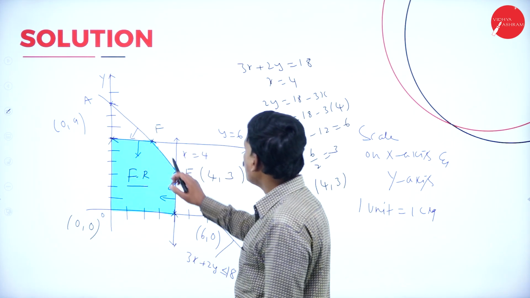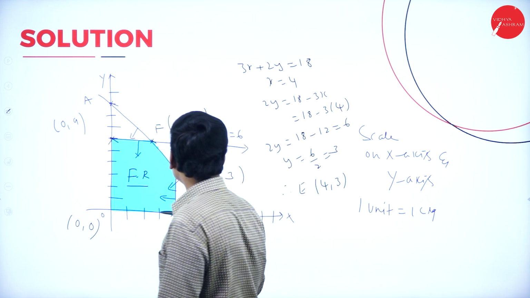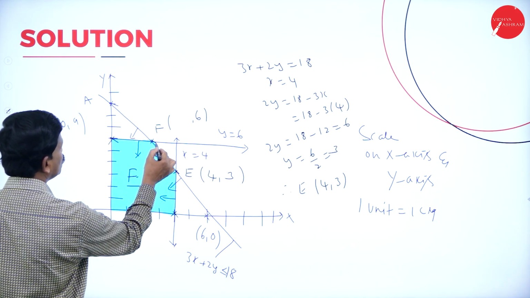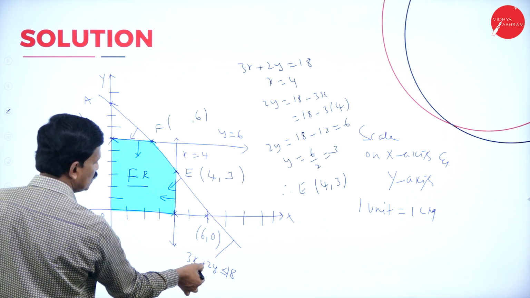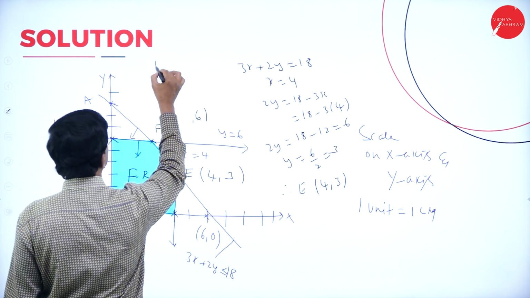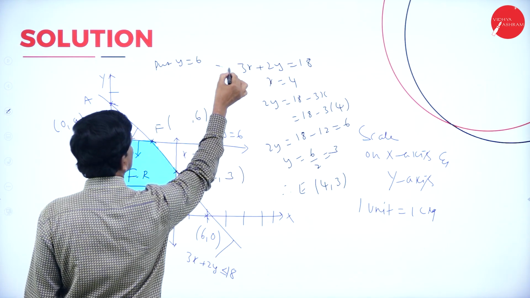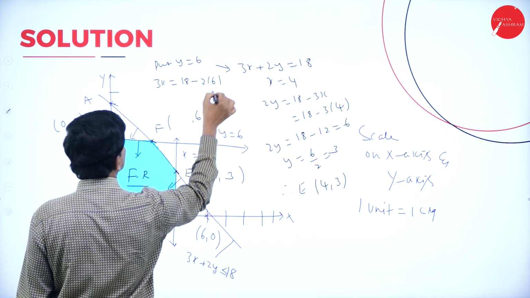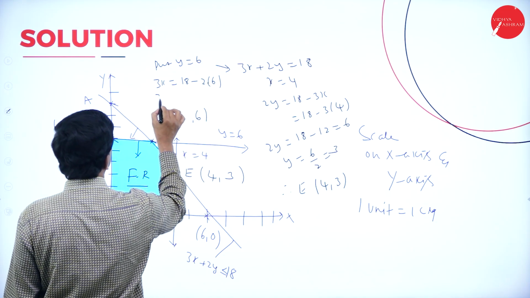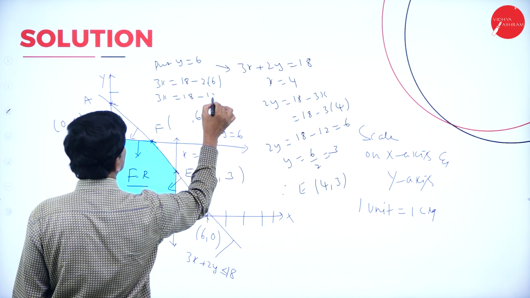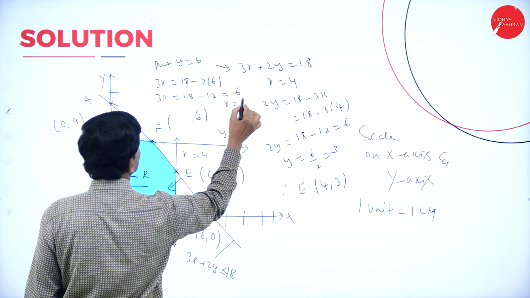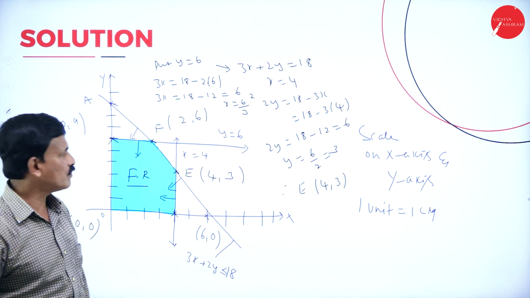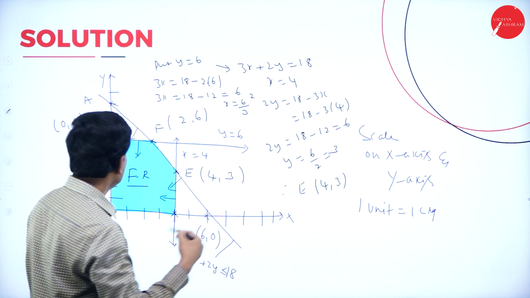Now similarly, to find this point F, since the y value is known, y is equal to 6, and this line touches the equation 3x plus 2y, put y is equal to 6 in the same equation. You will get 3x is equal to 18 minus 2 into 6, that is 18 minus 12, which is 6. X is equal to 6 by 3, which is 2. This is 2 comma 6. So these are the values.